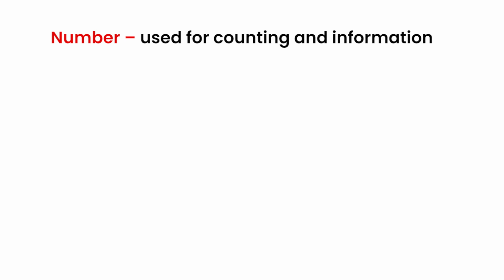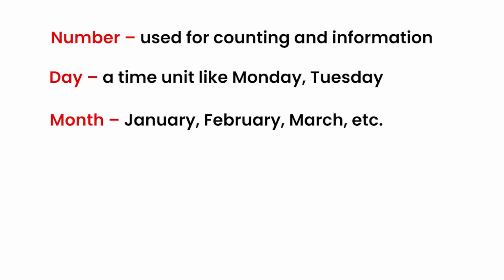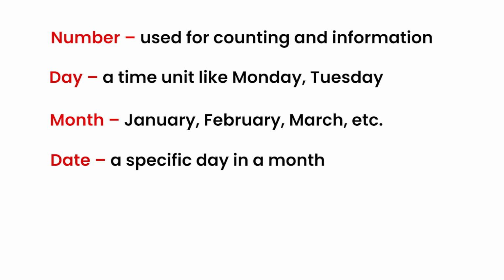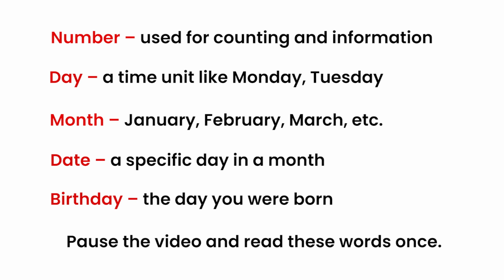Part 1. Vocabulary. Number: used for counting and information. Day: a time unit like Monday, Tuesday. Month: January, February, March, etc. Date: a specific day in a month. Birthday: the day you were born. Pause the video and read these words once.